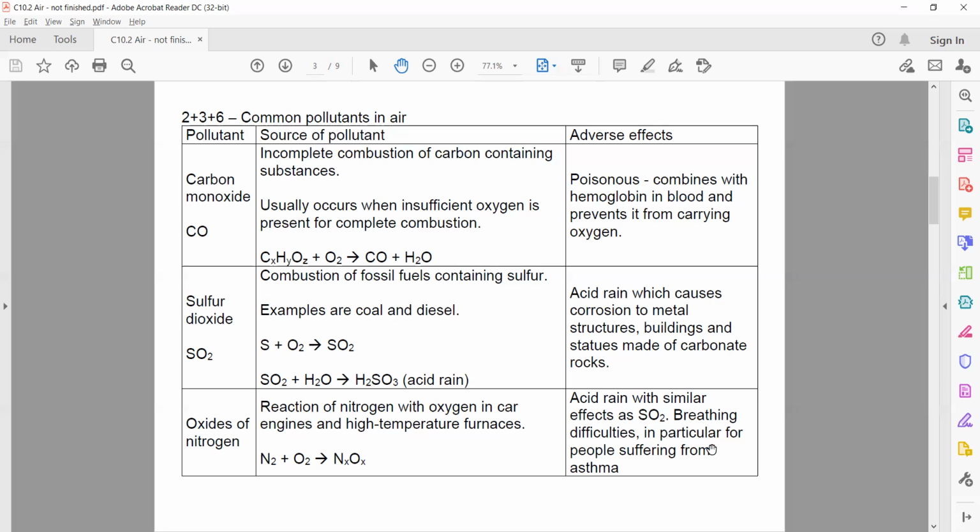And then it has similar adverse effects because it also dissolves in water to give acid rain, but it also produces breathing problems, especially for people suffering with asthma. Cool.